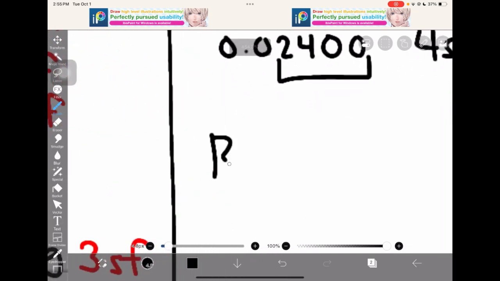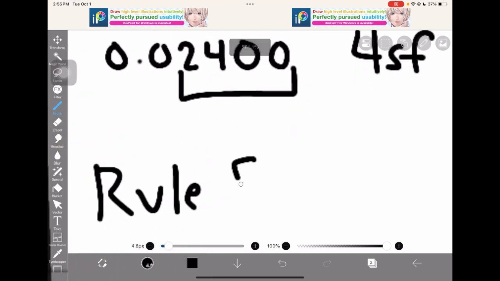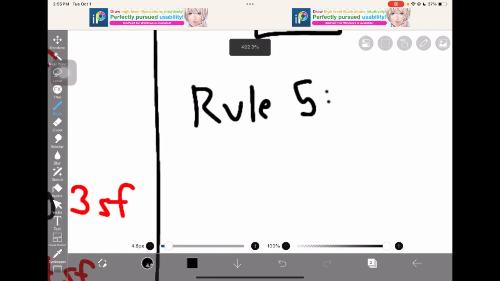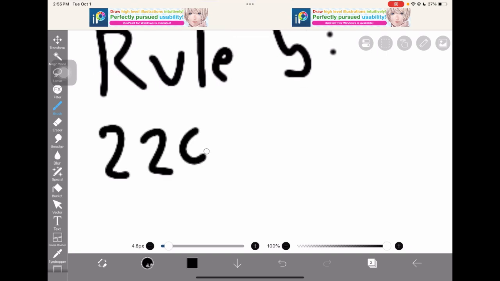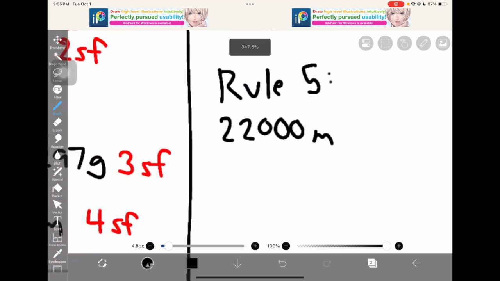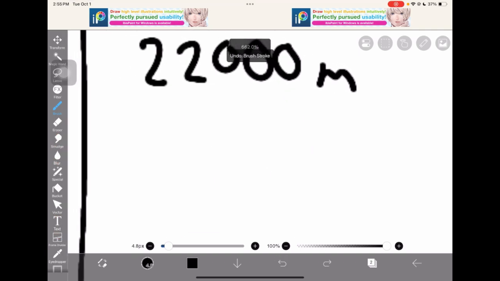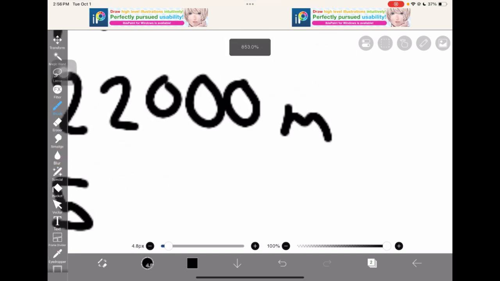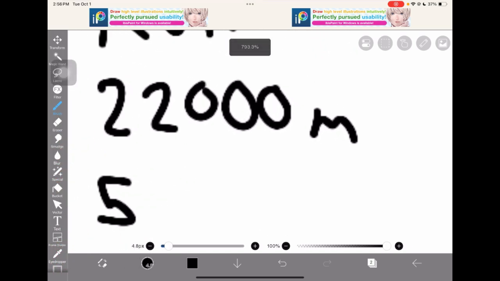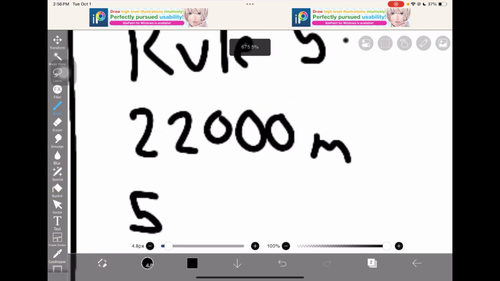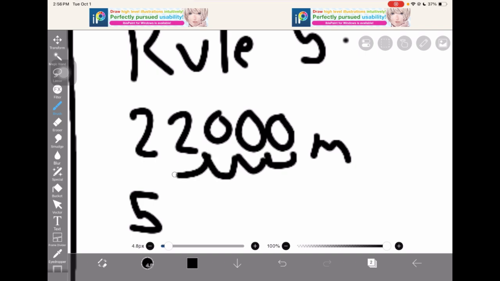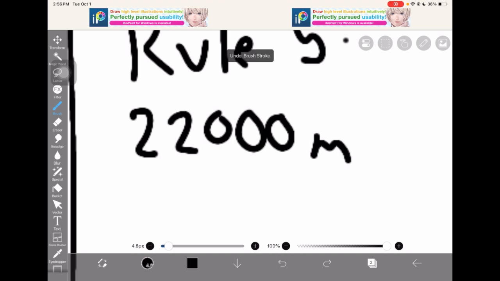Rule 5 is probably the most complex of all, but it's pretty self-explanatory. Let's ask ourselves, how many SFs are in 22,000 meters? You might say 5, 4, 3, or 2, depending on how much it's rounded off to. It's only 5 significant figures if you're counting from the ones digit place. So when the question asks, how many significant figures are here? If rounded to the ones place, you count from the ones, and then 2, 3, 4, and 5. So there's 5. However, if it says count from the tens or rounded to the nearest tens, it has 4.